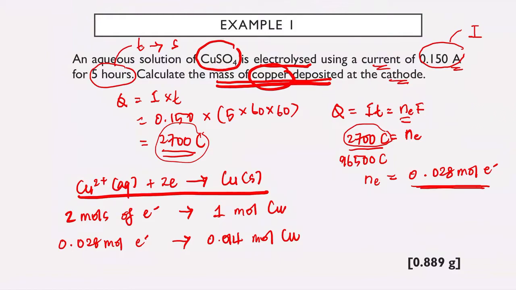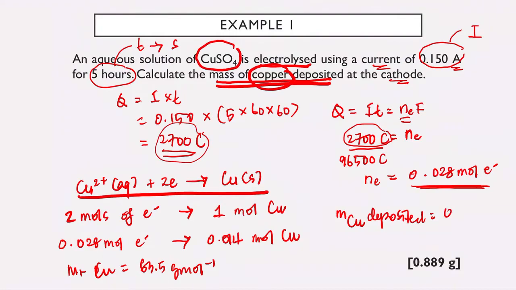From there you can find the mass of copper deposited. If the molar mass of copper is 63.5 grams per mole, mass equals mole times molar mass. So 0.014 times 63.5, and you will get your answer, which is 0.889 grams.